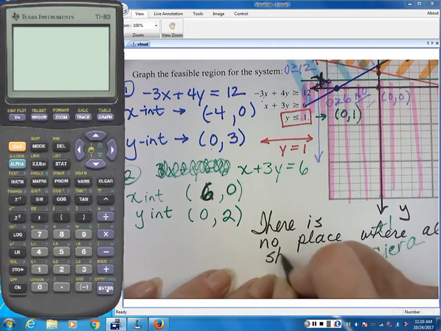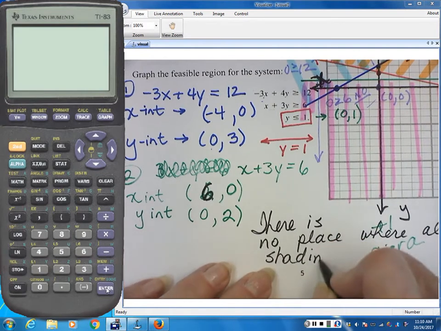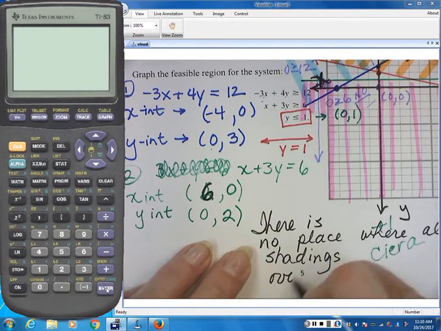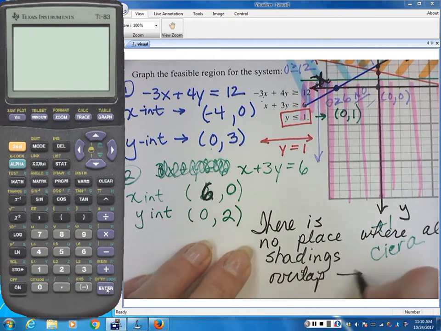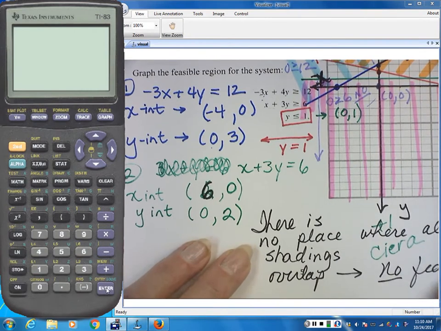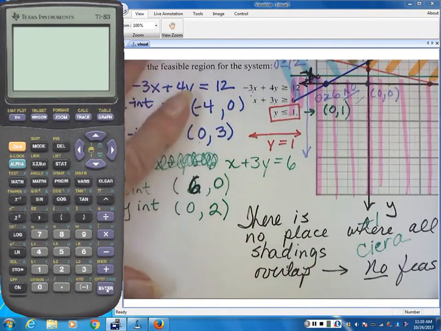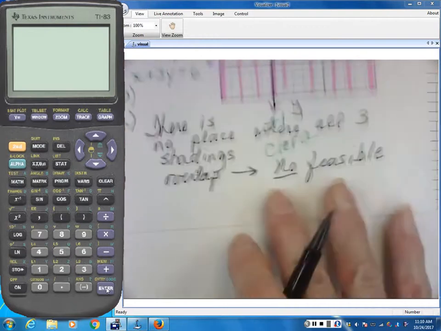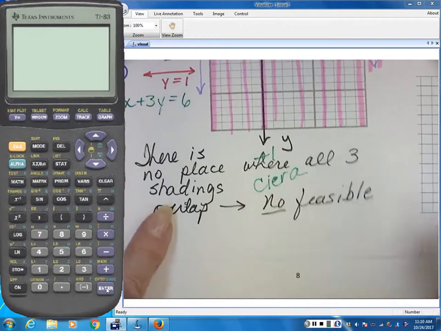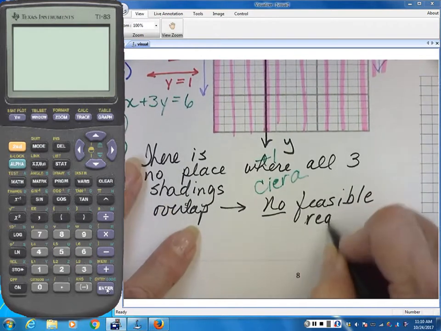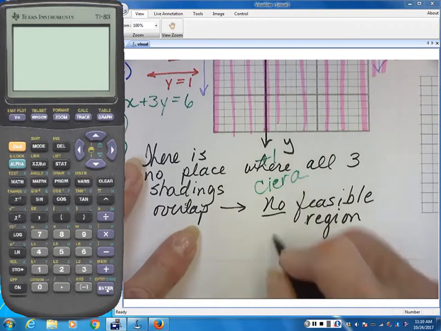What does that mean? There's no solution? There's no solution. That's right. There's no feasible region. And no solution.